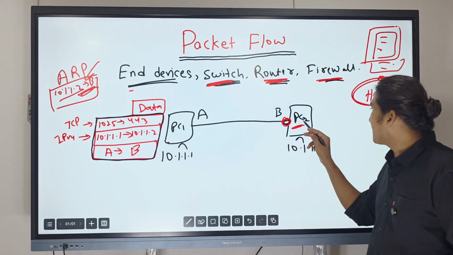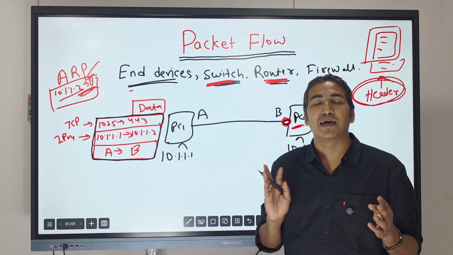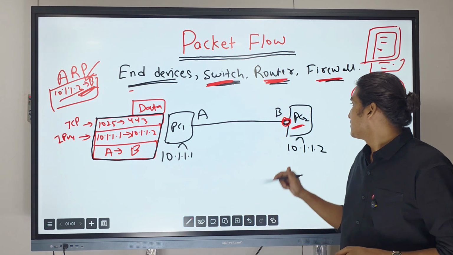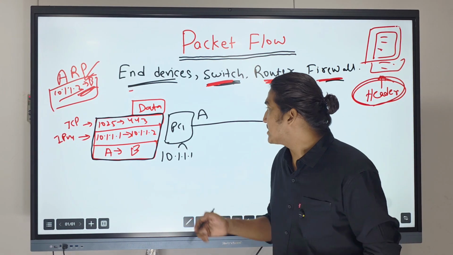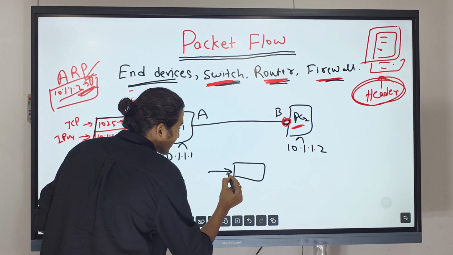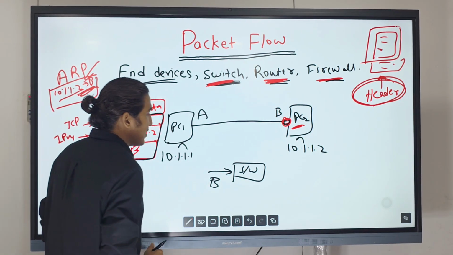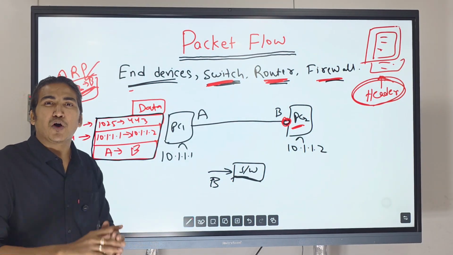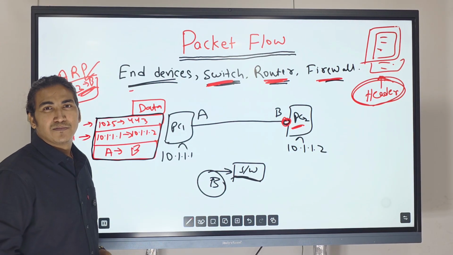So yes, if the destination IP address is my IP address, I will accept. Or if it is broadcast, then also I will accept. Otherwise, it will discard. But guys, if there is a router or switch, let's say one switch is receiving the same traffic, destination MAC B, the switch will accept all the traffic. Doesn't matter what the destination MAC address is.